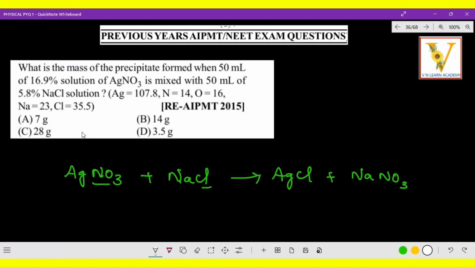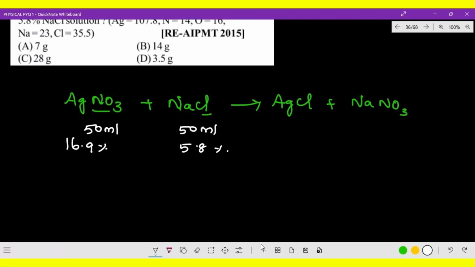So the data: both are 50 ml only. This is also 50 ml, this is also 50 ml, right? And here, 16.9 percent silver nitrate solution is mixed with 5.8 percent sodium chloride solution. So now we have to identify the mass of the product. What is the mass of the product? Here the product is only silver chloride.